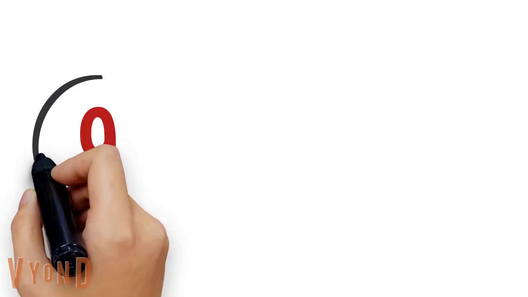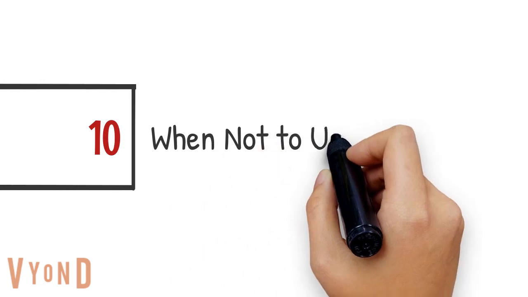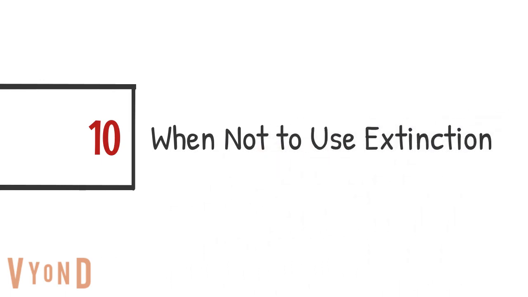We also want to maintain extinction decreased behavior. That means that we want to leave this procedure in effect permanently to maintain the low levels or the decreased behavior. And we want to increase the replacement behaviors. And lastly, we want to know when not to use extinction or when it's not appropriate to implement extinction.